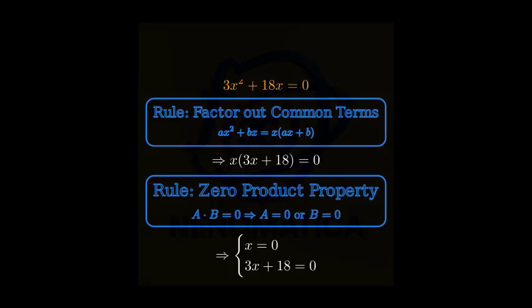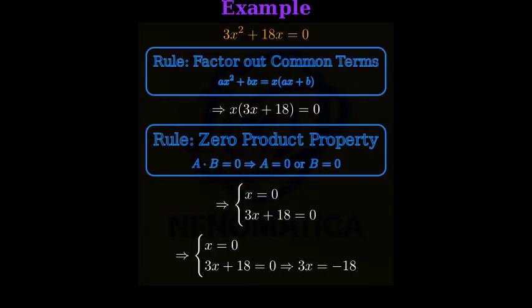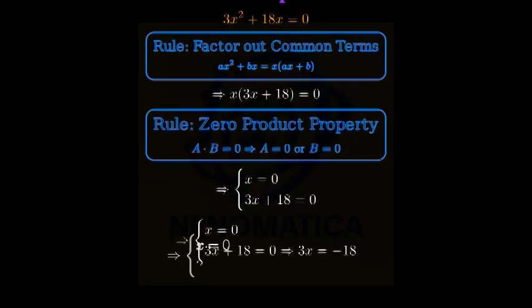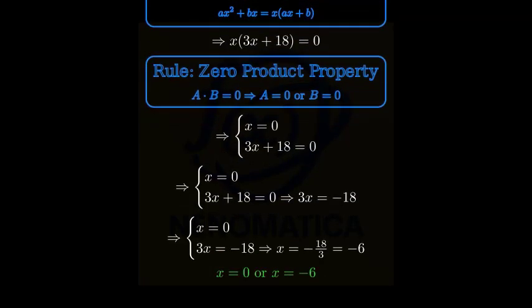The first equation gives us x equals 0 as one solution. For the second equation, 3x plus 18 equals 0. We subtract 18 from both sides to get 3x equals negative 18. Then we divide both sides by 3, and we get x equals negative 6. Therefore, the solutions to the equation 3x squared plus 18x equals 0 are x equals 0 and x equals -6.